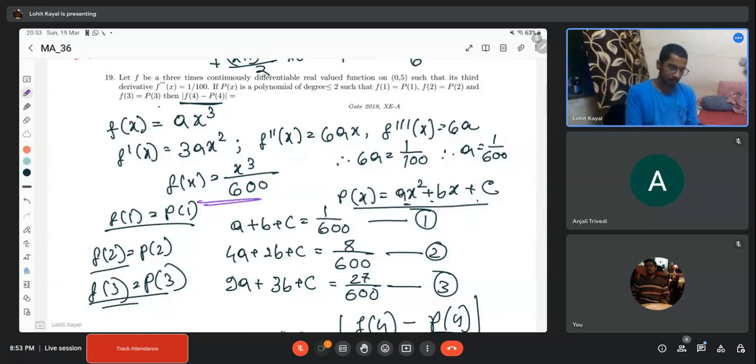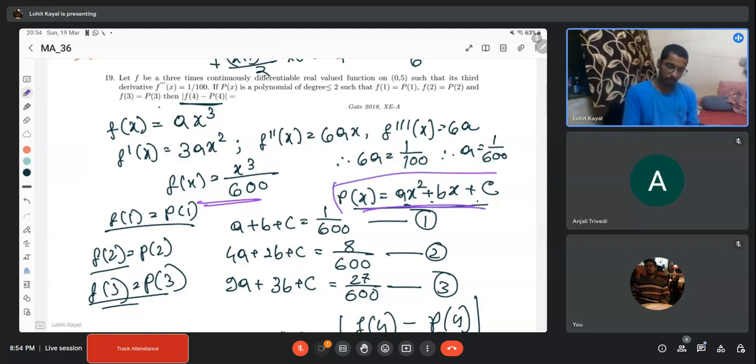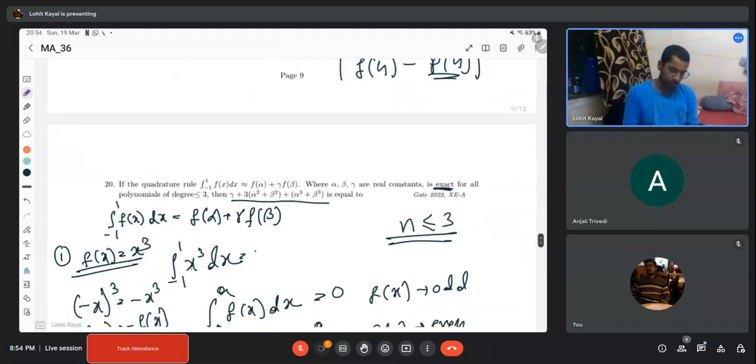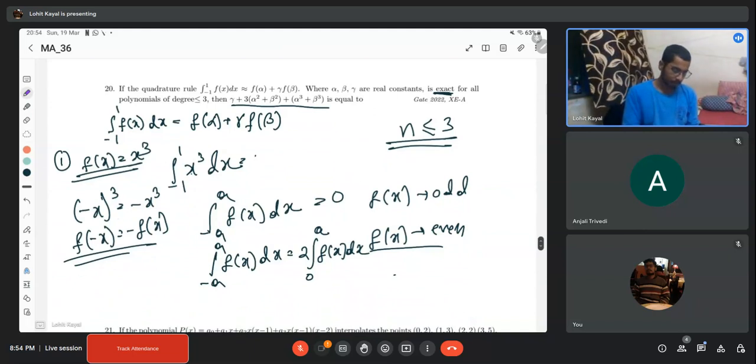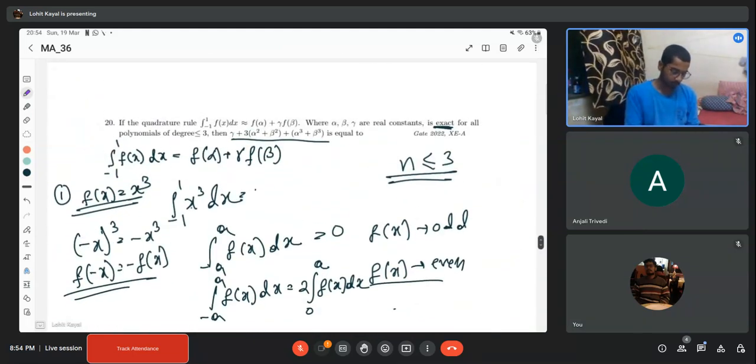This is your f(x). You have to choose f(x) such that f triple prime of x is 1/100, and you need to assume a polynomial. There are three conditions for the polynomial. You will get three constants a, b, and c, and you need to find f4 minus p4. Kindly do this calculation. I have already talked about this problem, so I will not go over it again.